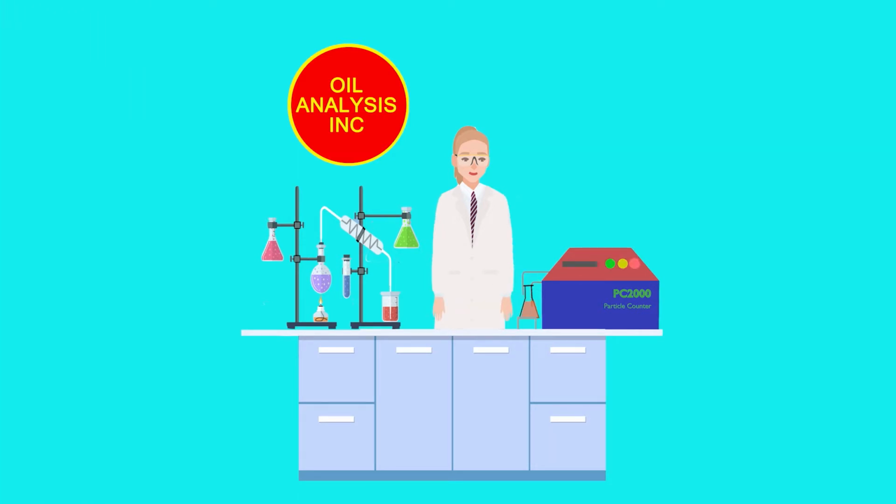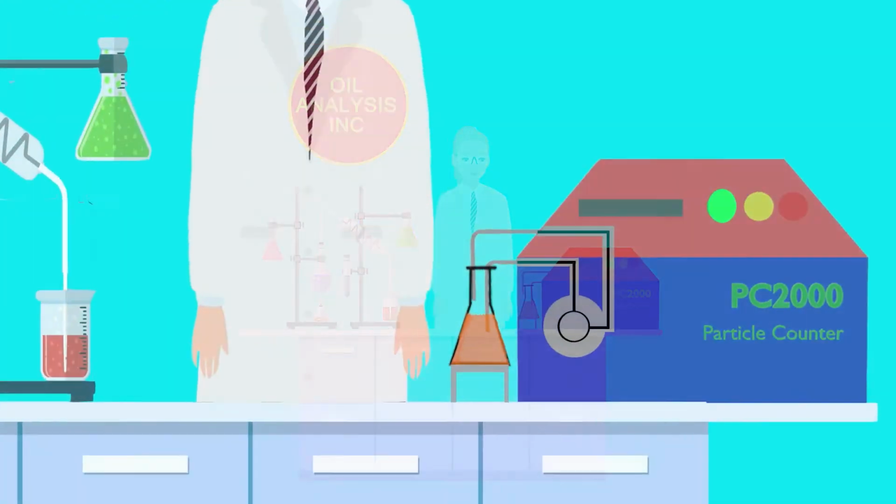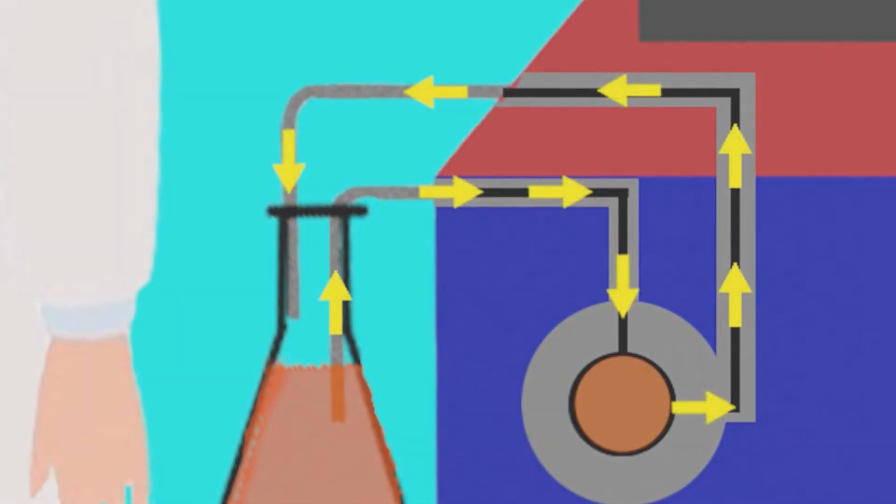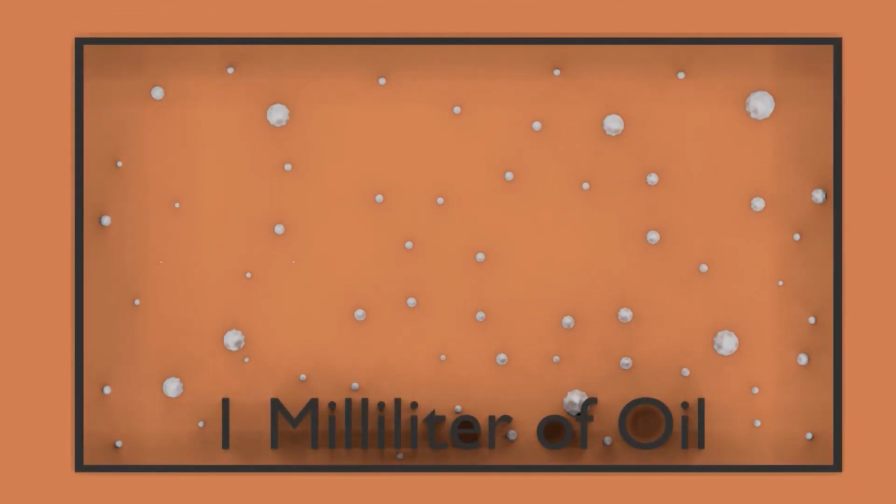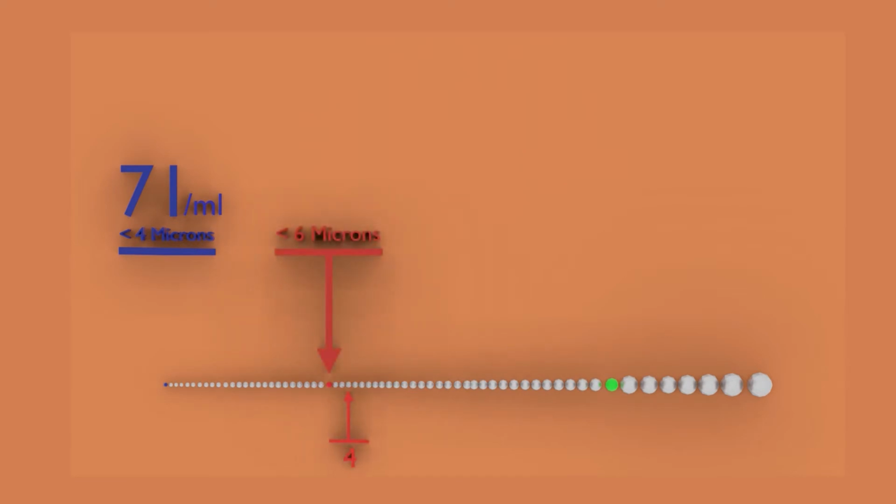This lab uses a special piece of equipment called a particle counter, which has the ability to isolate the particulate contaminant in 1 milliliter of John's oil. This isolated particulate is then counted in total lots of greater than 4 microns, greater than 6 microns, and greater than 14 microns.